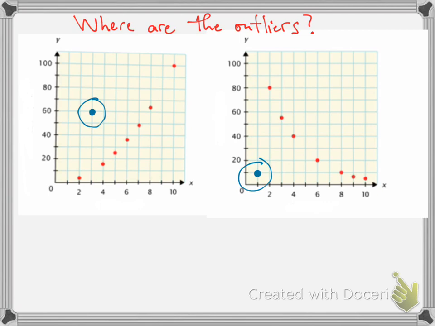I know one of the IXLs I give you, and again, if you take a stats class you get into this way more specifically, but really it's just being able to visually point out where the outliers are. It should be pretty easy to see which one doesn't quite fall in line with the rest of the points.